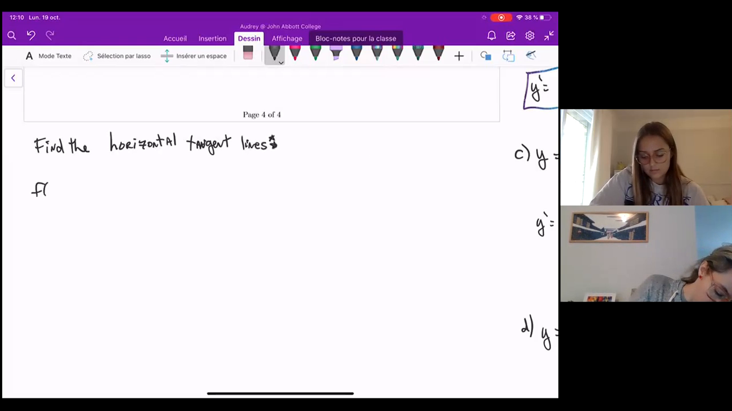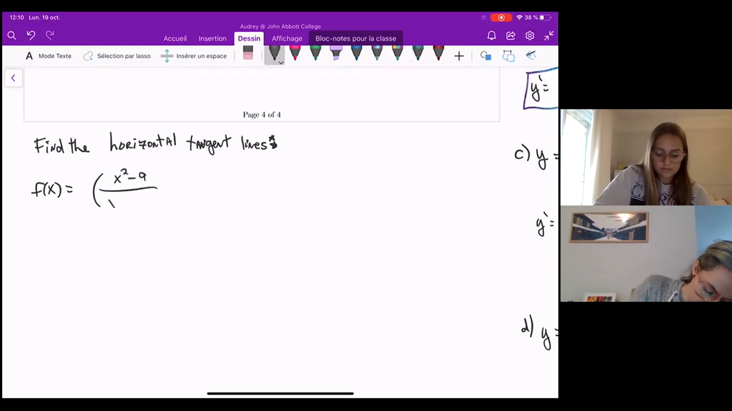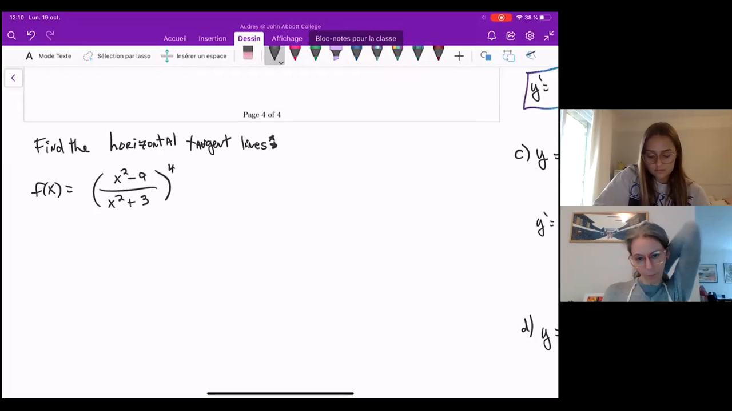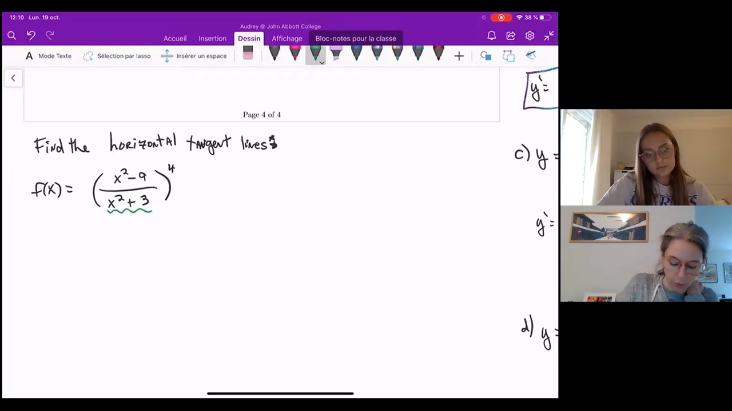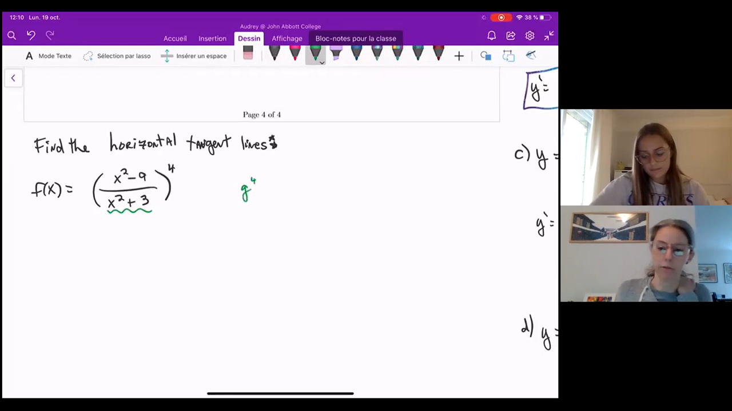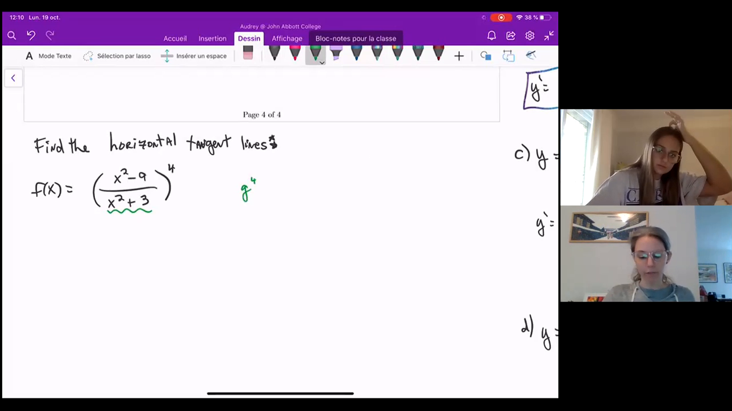So I'm going to do f of x. We'll just say this is (x squared minus 9) over (x squared plus 3), all to the power of 4. And so this is going to for sure be a chain rule, but it's also got that quotient rule inside there. So this is like g to the power of 4 to start off.